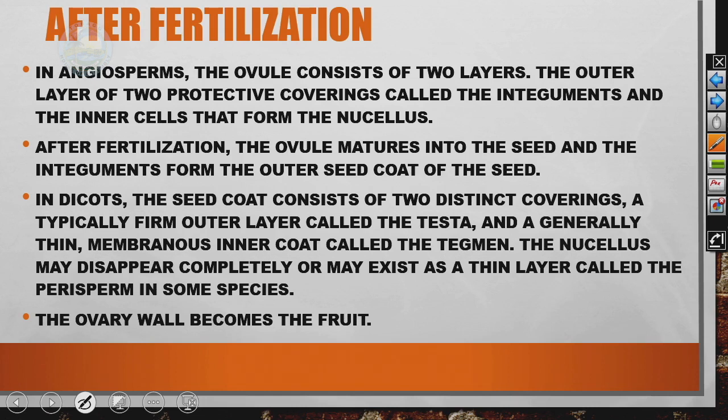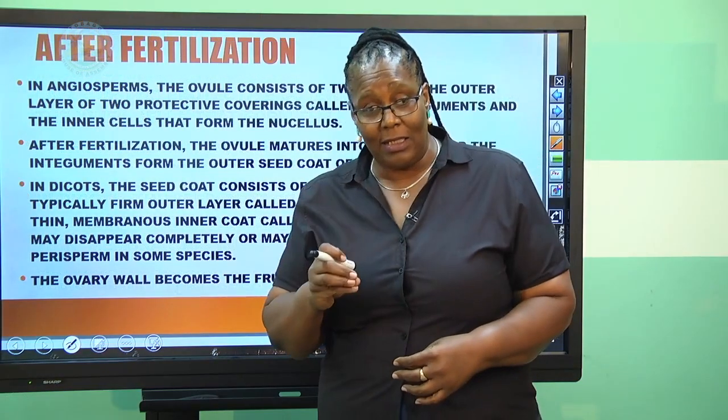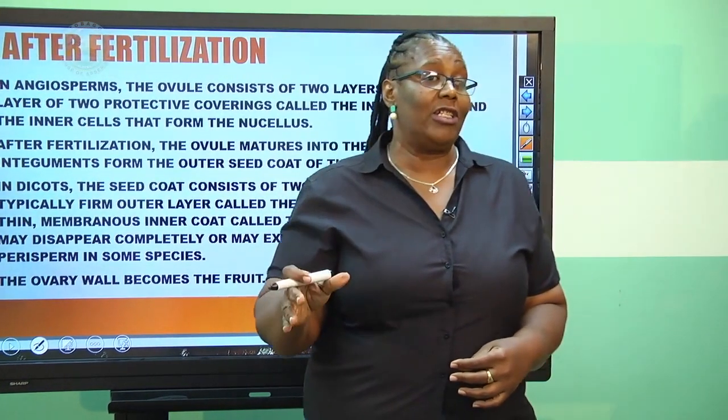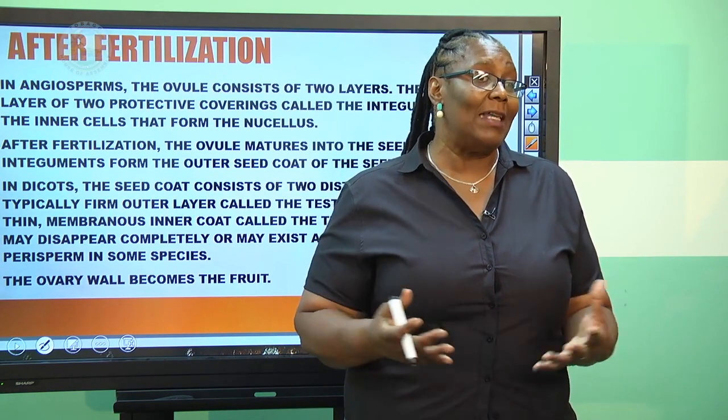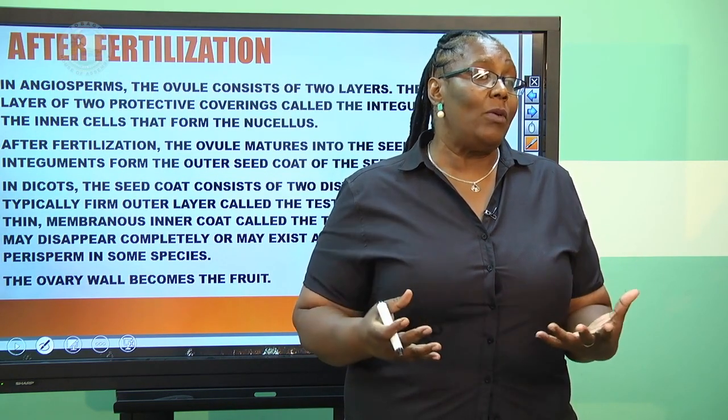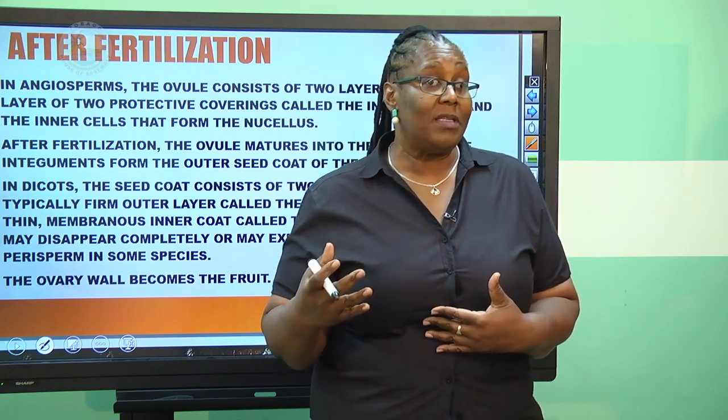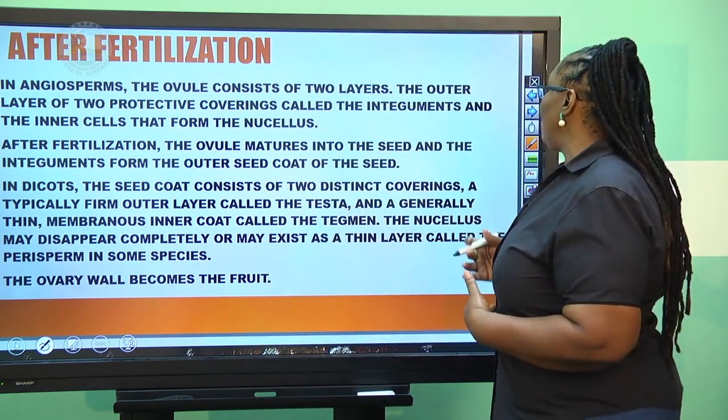The nucellus may disappear completely or may exist as a thin layer called the perisperm, and in some species, the ovary wall becomes the fruit. Remember, the fruit's role is simply to help to disperse the seed. The important part here is the seed, because the seed contains the next generation. The fruit is simply a tool that the plant is using to entice animals or to be carried by the wind to help in dispersing the seed. The seed has the next generation, the fruit does not.